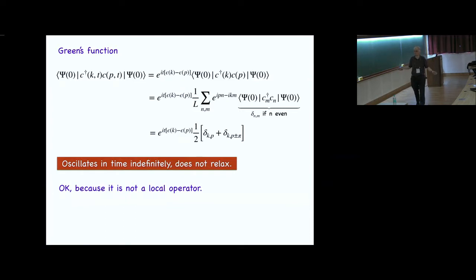Now, observation one, very trivial. This doesn't relax. It oscillates in time indefinitely. Not a problem, because this is not a local operator, because it involves operators in Fourier space. If I write it in terms of real space, it involves terms where the two fermion operators, creation and annihilation operators, are infinitely far away from one another. So it's not a local operator. There's no reason for this to relax.